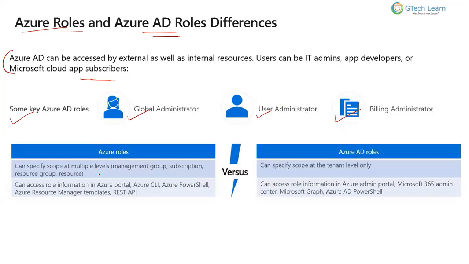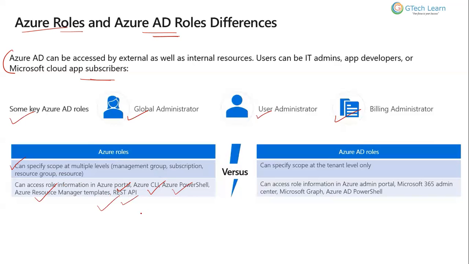Now here you can see in the Azure role, we can specify the scope at multiple levels. We can specify the scope at the management group level, subscription level, resource group level, or the resource level. And also we can access the Azure role information in the Azure portal, Azure CLI, Azure PowerShell, ARM template, and the REST APIs.